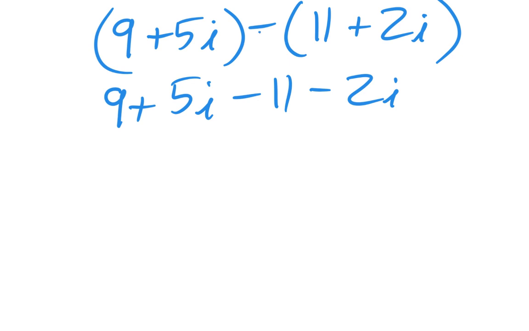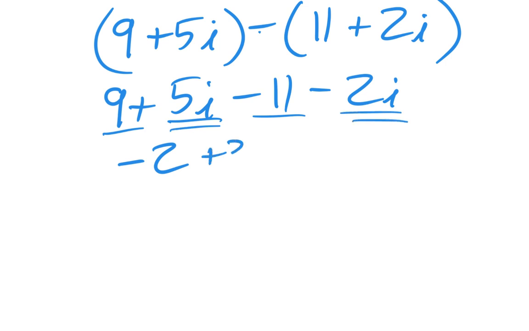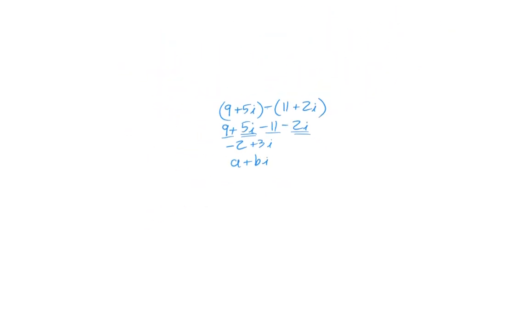So now combine your like terms. Never mix real numbers with imaginary numbers. 9 minus 11 gives me a negative 2. And 5i minus 2i gives me a plus 3i. I want this in the form a plus bi, and I've already got it in a plus bi. So negative 2 plus 3i. Other screen, erase this.